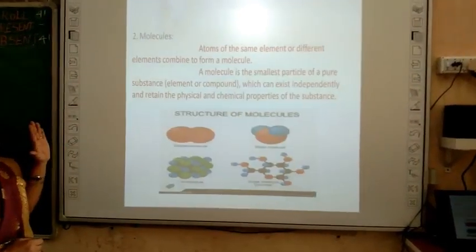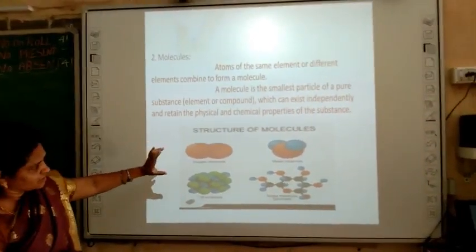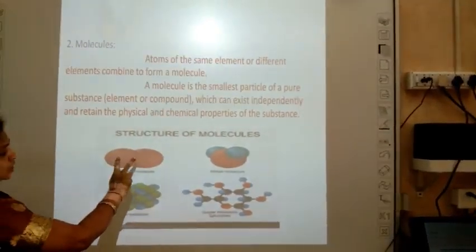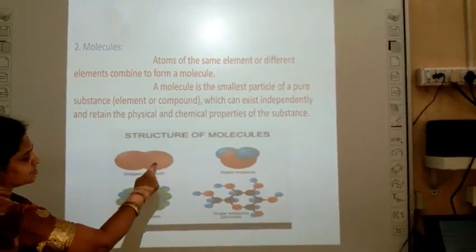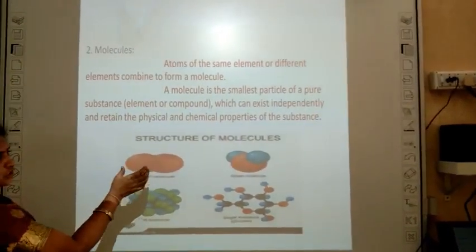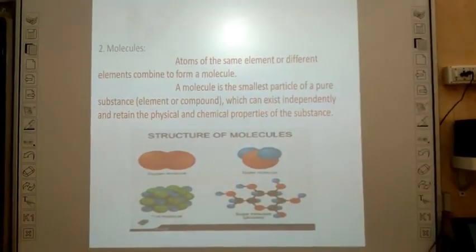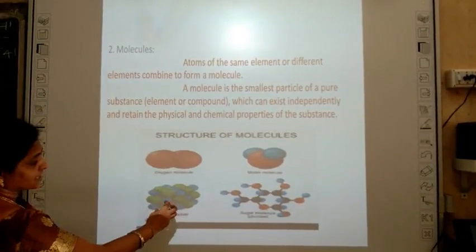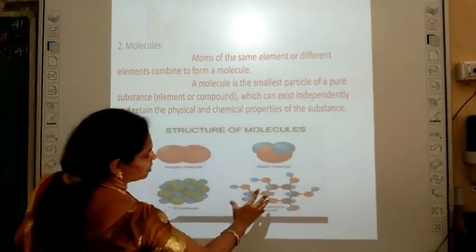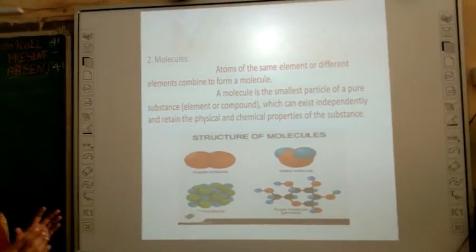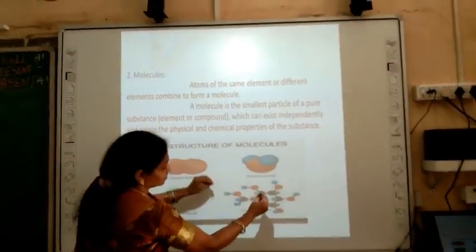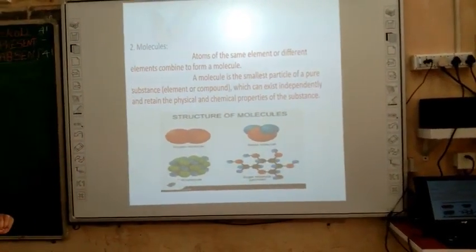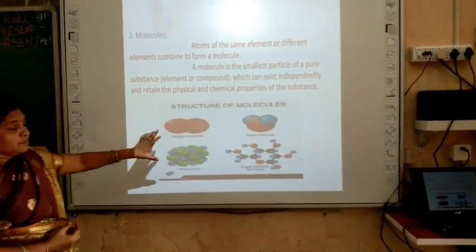Next, molecules. Structure of the molecules. Oxygen molecule: here two atoms are present. This is one oxygen atom. These two atoms combined together form the oxygen molecule. Here so many atoms combined together. This is the sugar molecule, a very big molecule. Innumerable atoms combined together form the big molecule.